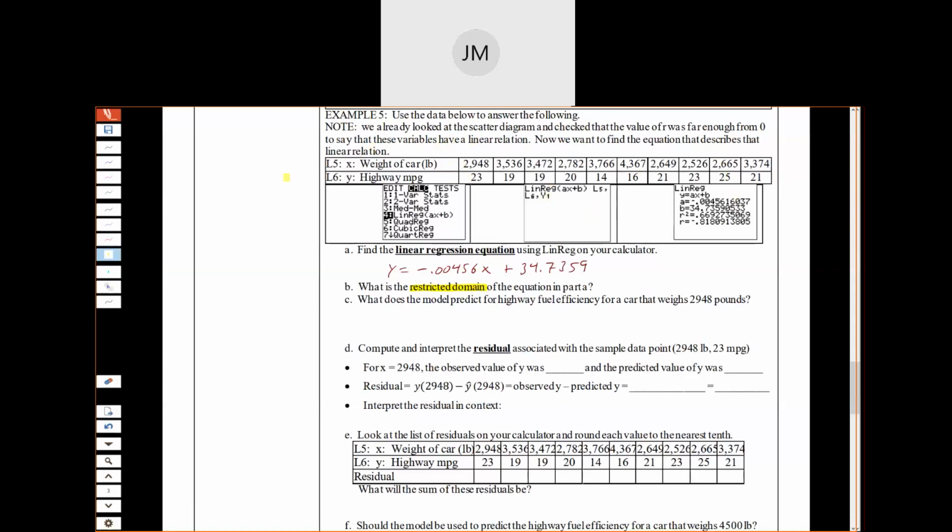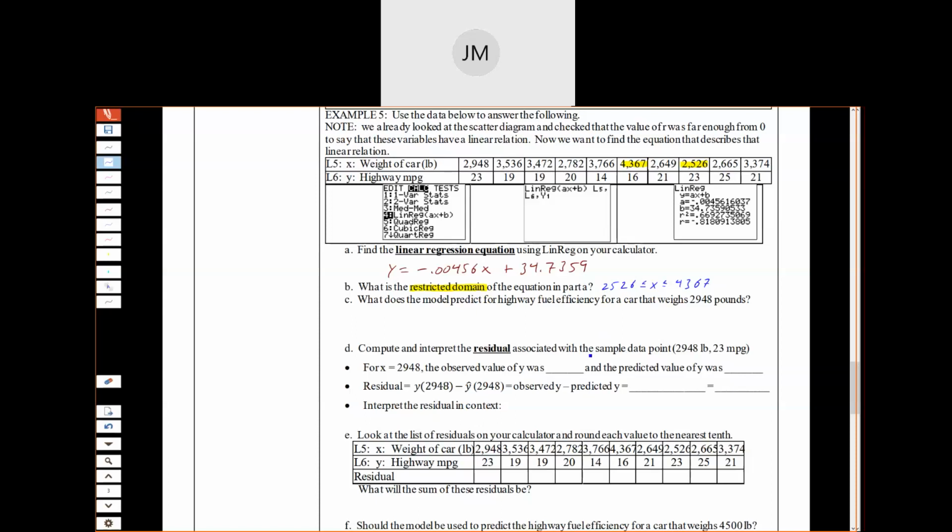When I look back up at my data here, I think the biggest x value is 4,367, and I believe the smallest x value is 2,526, but I'm going to scan across again and make sure. So when I write my restricted domain, I want all of my x values to be in between these two. I want them to be smaller than 4,367, and I want them to be bigger than 2,526, so that I can feel like I'm being reasonable with how I'm applying my model.